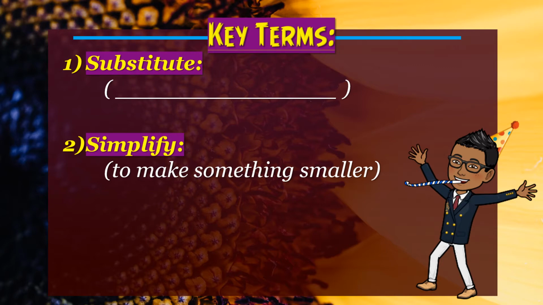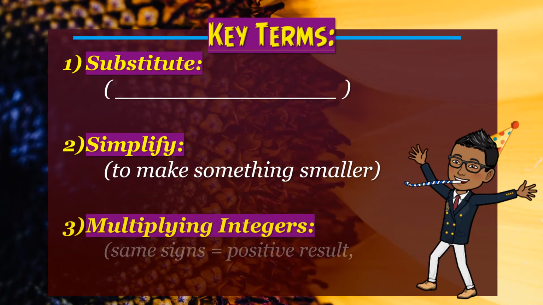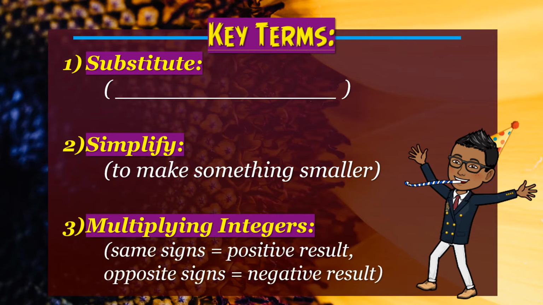Simplify. To make something smaller, easier to read and understand. And remember, multiplying integers. When we're multiplying two integers with the same signs, they give us a positive result. When we're multiplying two integers with opposite signs, we get a negative result.